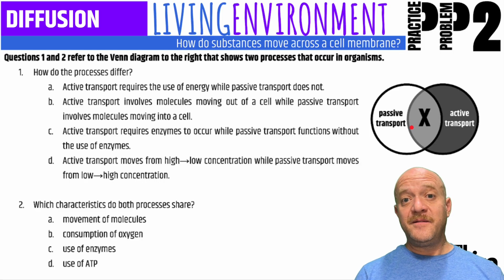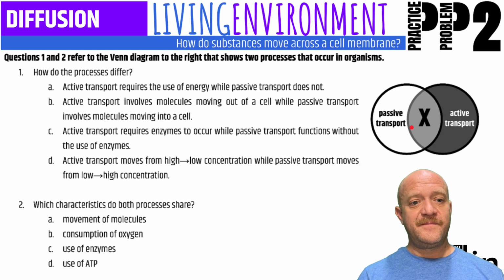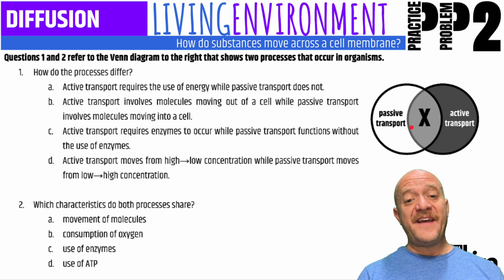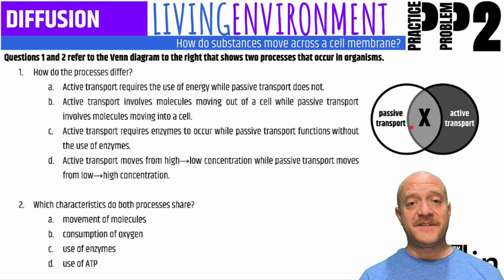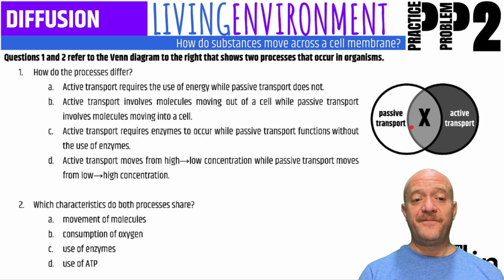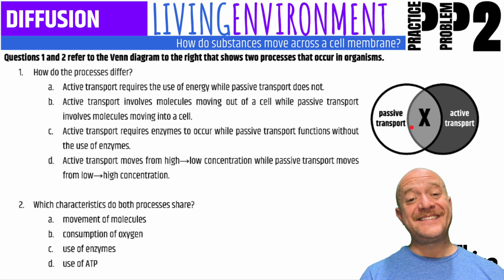This is Diffusion PP2. Questions 1 and 2 refer to the Venn diagram on the right that shows two processes that occur in organisms. Question 1. How do the processes differ?